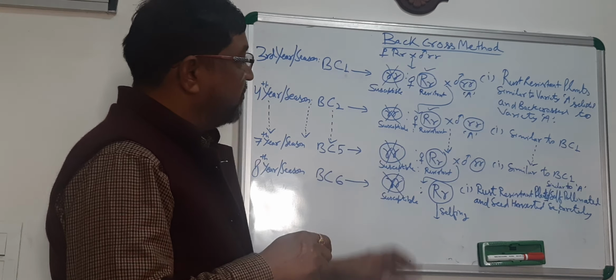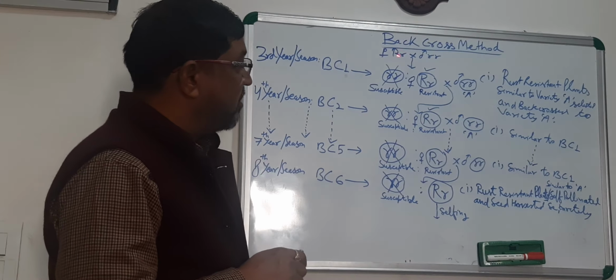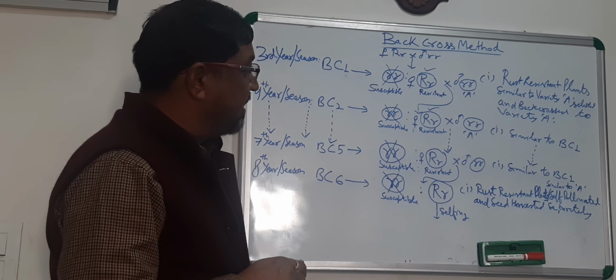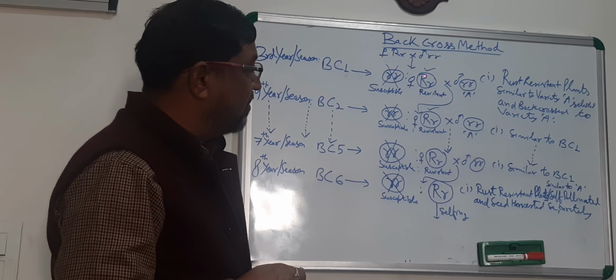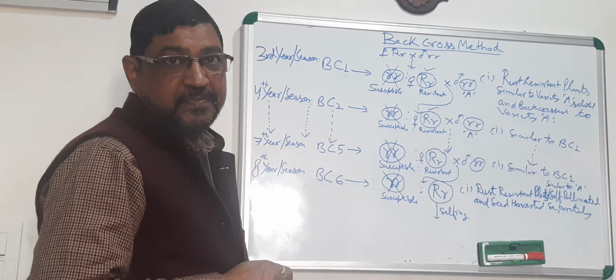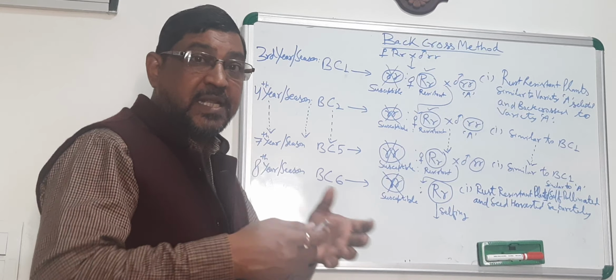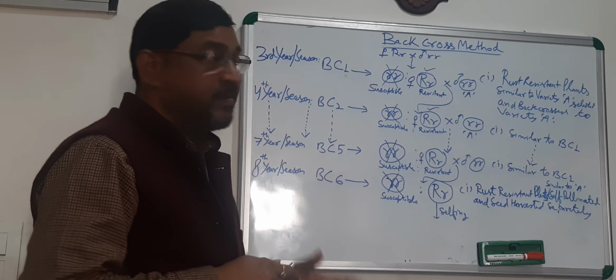So if you are growing BC1 and you are crossing between this, 50% of plants you are going to get will be small r, and 50% plants will be available like capital R, small r. So you have to select the resistant plant.